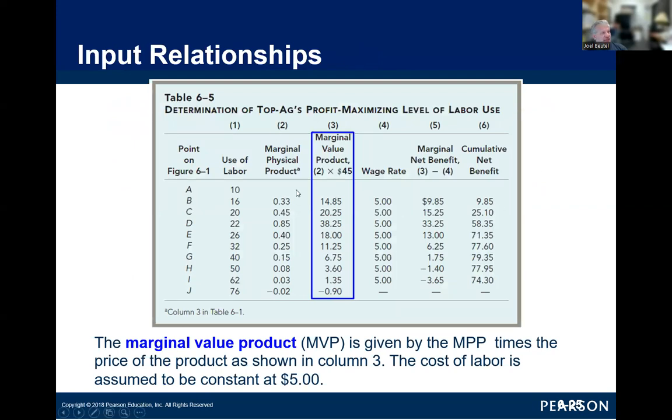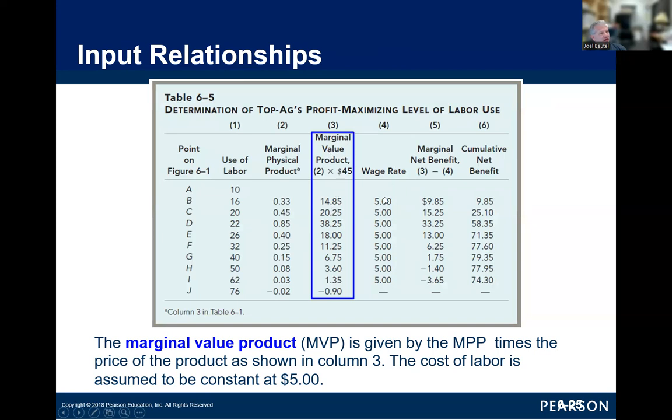So we've got the same company, we've got its usage of labor, we've got the marginal physical product. These numbers look fairly similar to before. We're going to multiply the marginal physical product times the price of the good to get the marginal value of our product, right? So we're saying we get 45 times the amount of product. And then we've got our wage rate. This is constant at 5. Marginal net benefit, we're just taking the 14.85 that we calculated minus the 5, right?